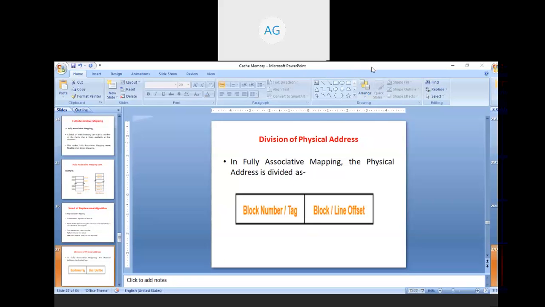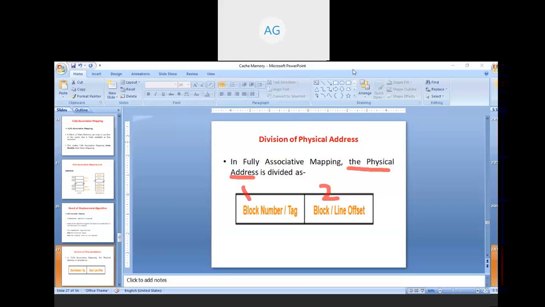As we already saw, the physical address in direct mapping is divided into three parts. In the case of fully associative mapping, the physical address is divided into two parts. The first is the block number or tag, and the second is the line offset. So you need to remember that the physical address in direct mapping is divided into three parts, whereas in fully associative mapping it is divided into two parts.